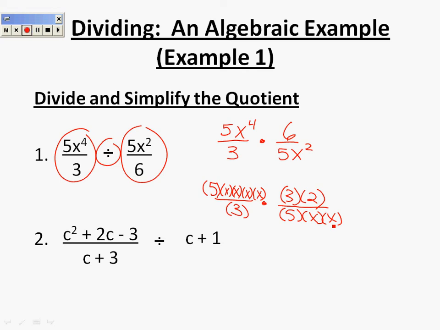So starting down here on the bottom, we have a 3 takes a 3. 5 takes a 5. I've got 2 x's that can take 2 x's. And what I'm left with then on the top is 2 x's and a 2, which is 2x squared over nothing. So we don't need a 1 on the bottom, so you can just leave it like that.